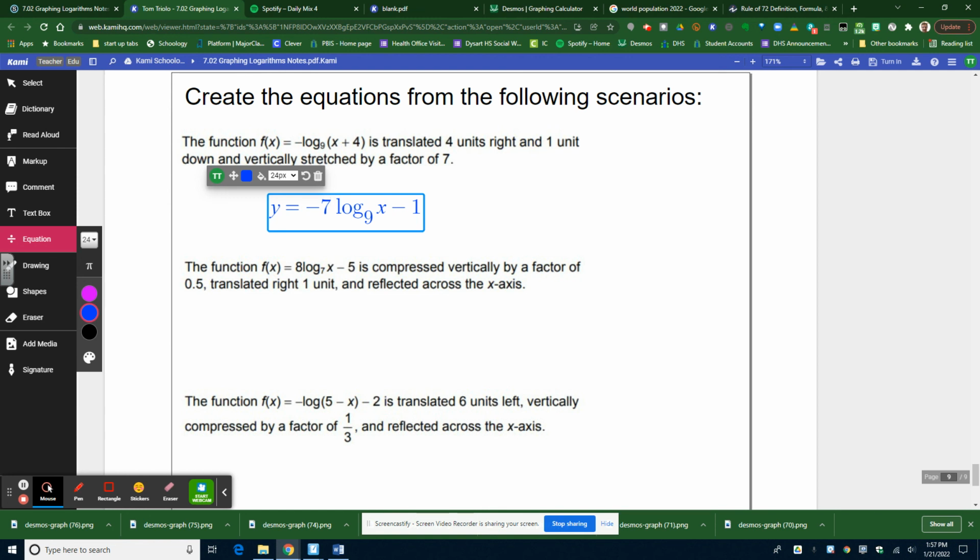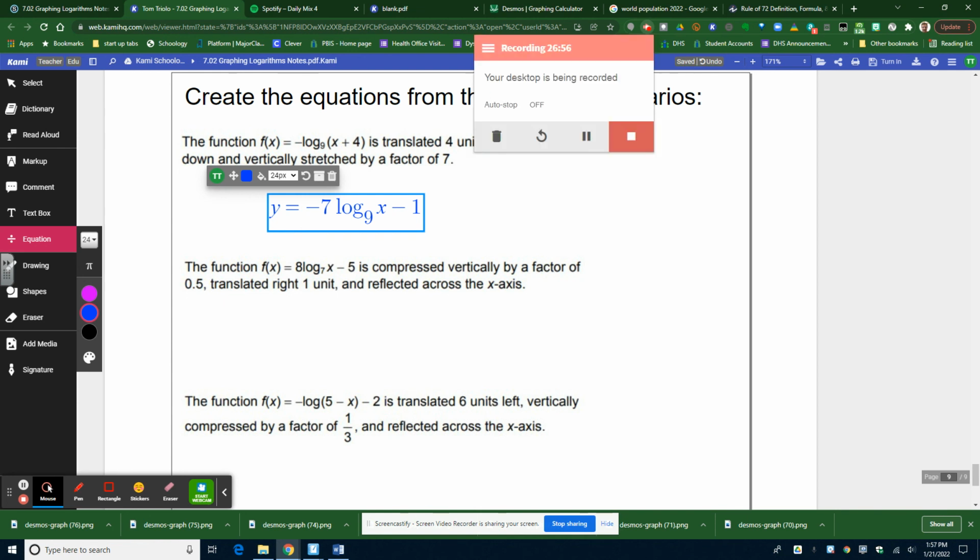All right. So try the other two on your own. I'll put up the answers in a couple minutes. If you get done, then either complete the assignment from yesterday or start the next one.